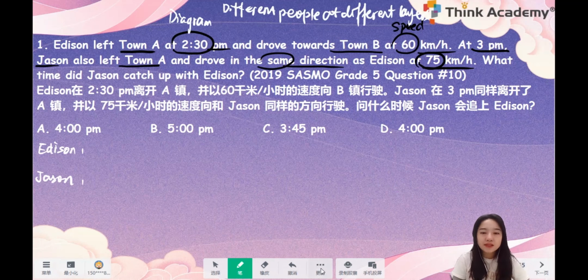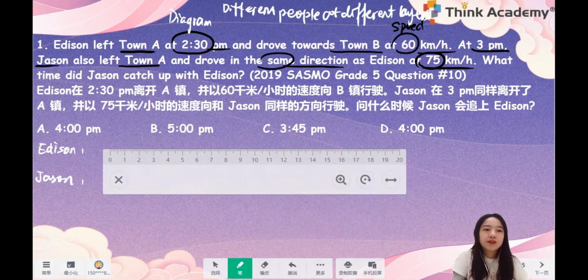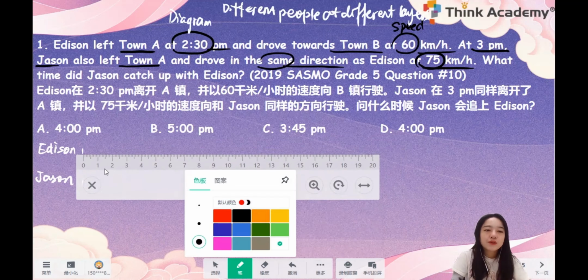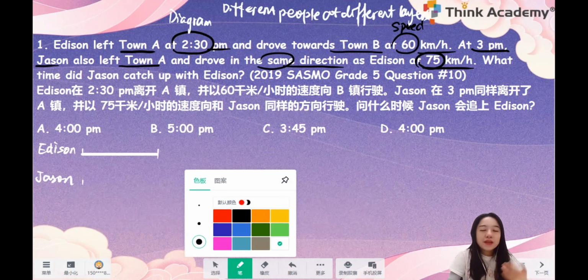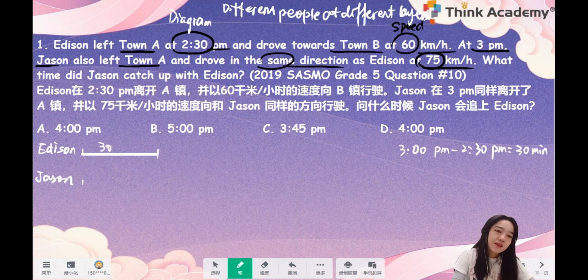But in the first time, only Edison is traveling. So we should just draw Edison's distance first. For this distance, how long does it take him? We need to find it. 3 p.m. minus 2:30 p.m. We can get it takes him 30 minutes. We had better put the time over the distance. It can remind us directly.